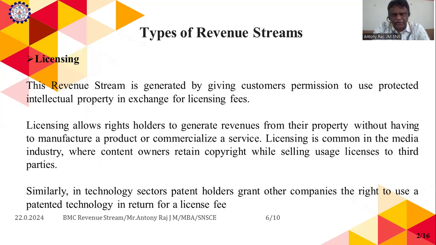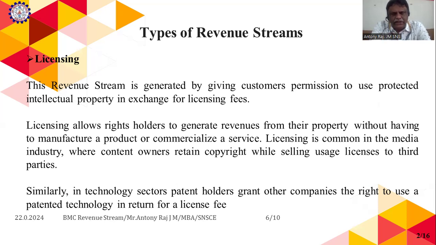Now, the next type of revenue stream is called licensing. Licensing comes from a product. For example, if you talk about movies, suppose you talk about any good movie, there will be a production house which is going to own that movie. That production house is going to have the exclusive rights. They'll have the copyrights for that particular movie.